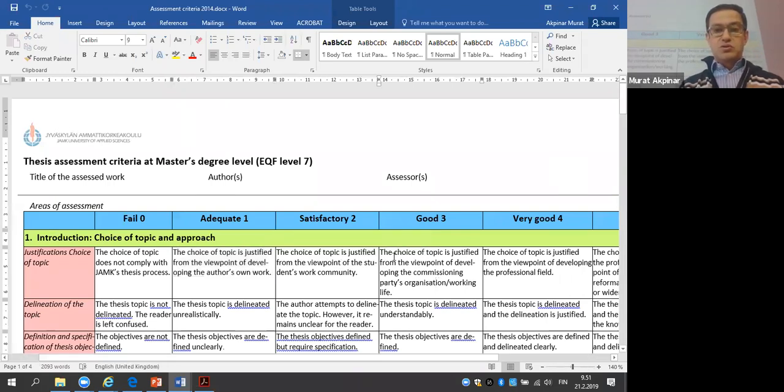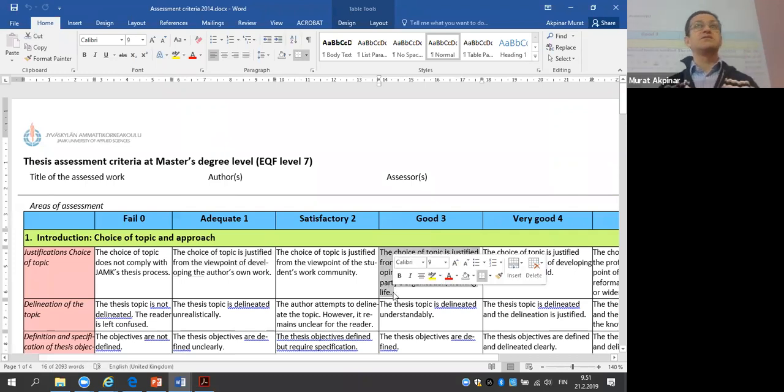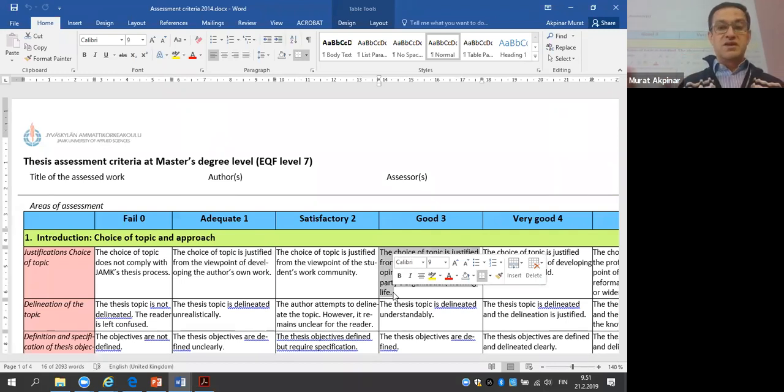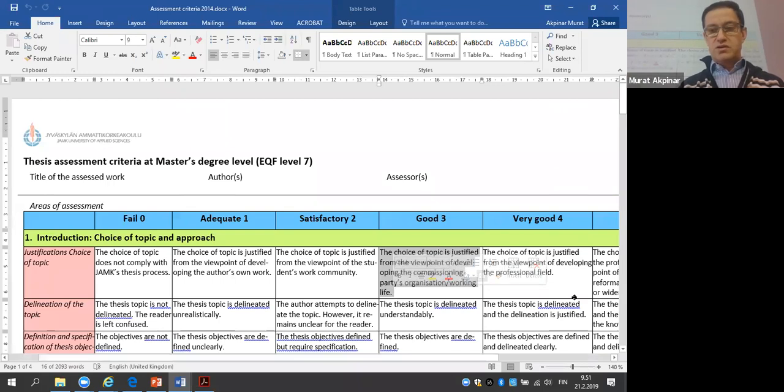Let's go to grade of 3. The topic is justified from the viewpoint of developing the commissioning party's working life. So if there is only, let's say you are doing it for some company, if there is only motivation at company level, you get only the grade of 3 maximum, if that is a good justification.